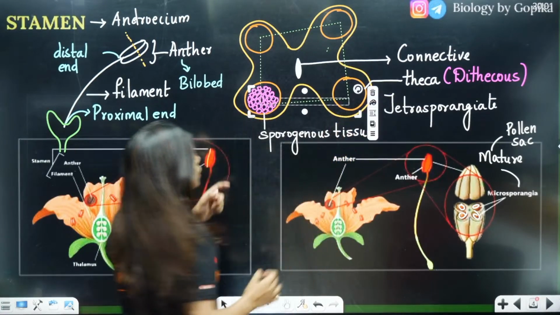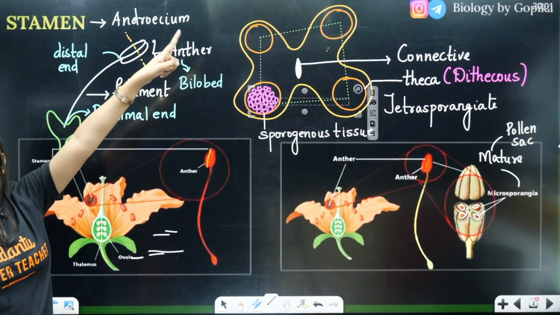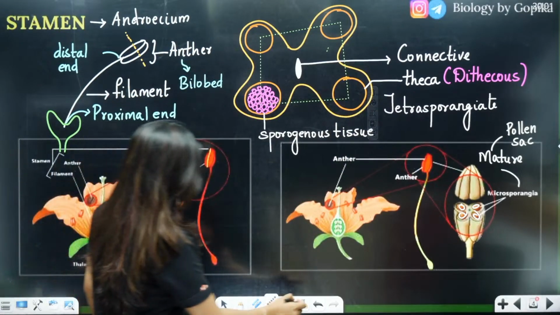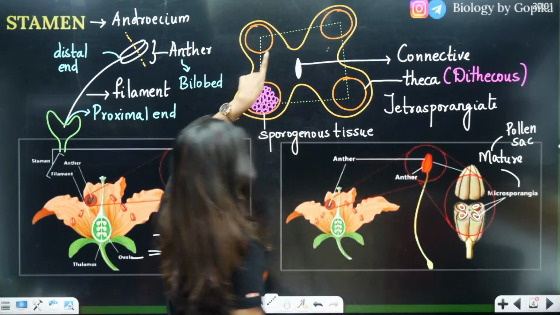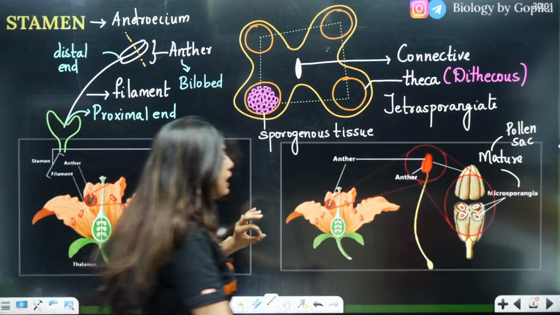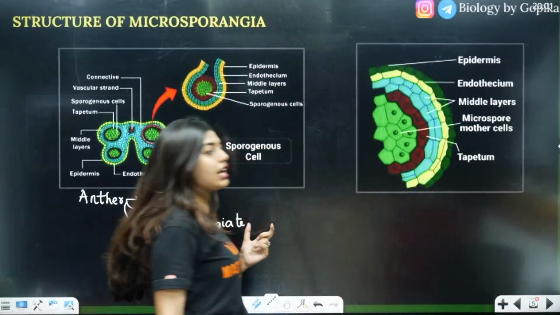Okay, tetragonal in shape. Got it? According to my marking, you can see tetragonal in shape. So that is your tetragonal in shape. Somewhere if you see that, don't get confused. Understand that they are talking about the shape.